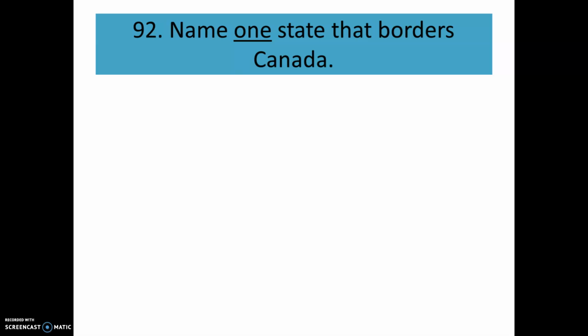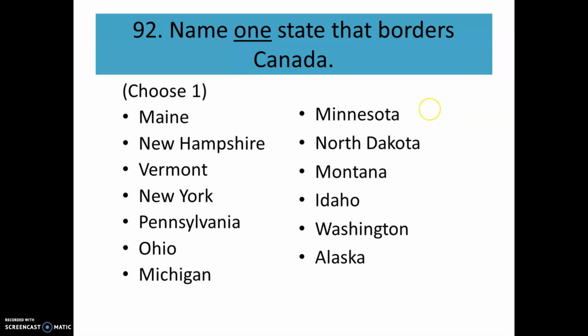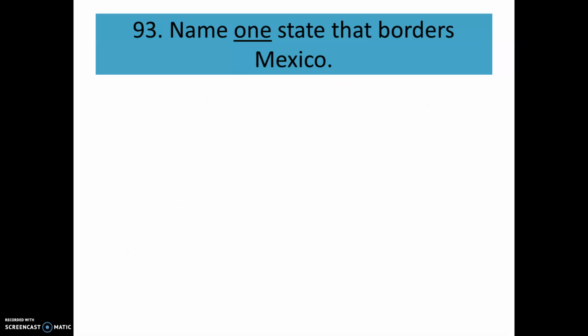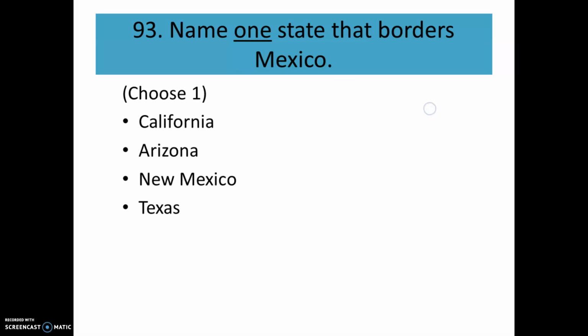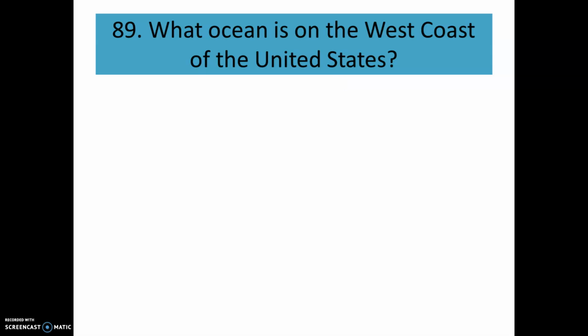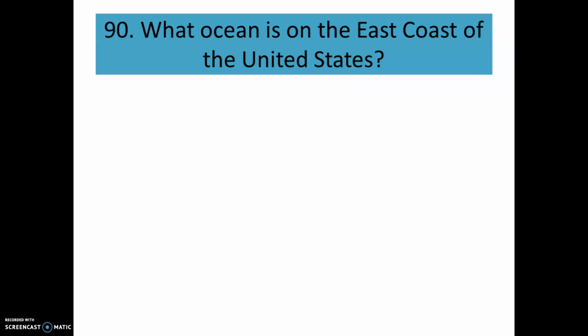Name 1 state that borders Canada. You can choose any of these. Name 1 state that borders Mexico. You choose any one of these. What ocean is on the west coast of the United States? The Pacific Ocean. What ocean is on the east coast of the United States? The Atlantic Ocean.